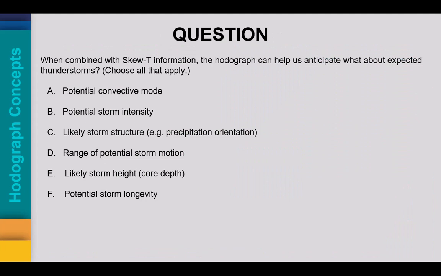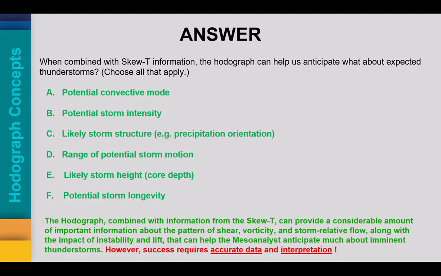Here's a question. When the hodograph is combined with the skew-T information, it can help us to anticipate what about expected thunderstorms? Choose all of the ones you think apply here. I'll reveal the answer in a moment. Really, all of these can be anticipated with regard to what may occur with the storms given the storm environment.